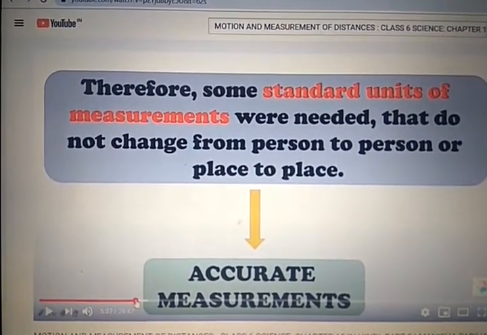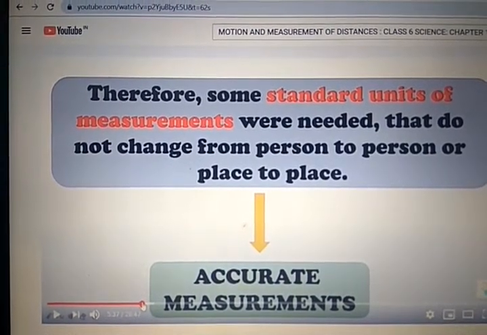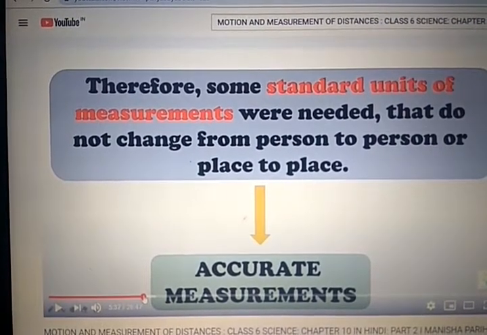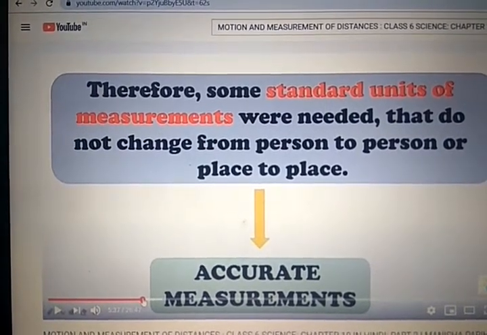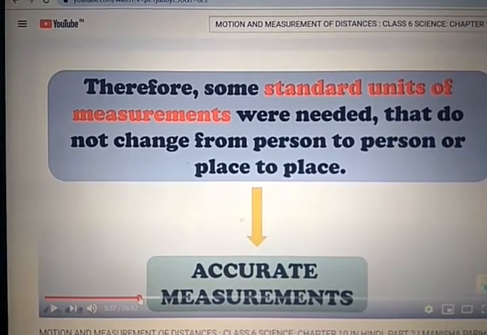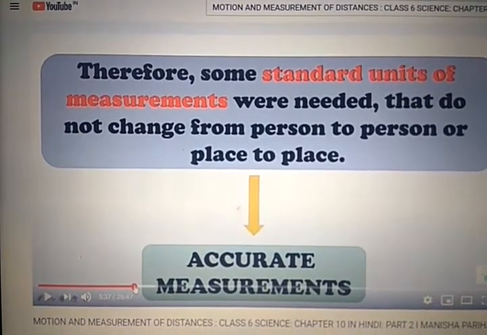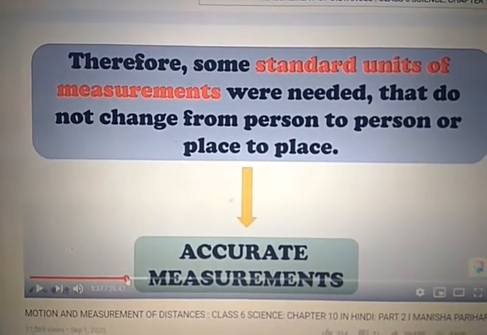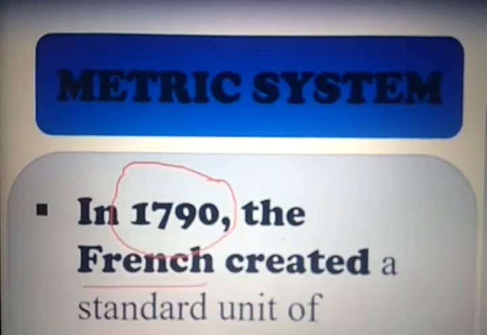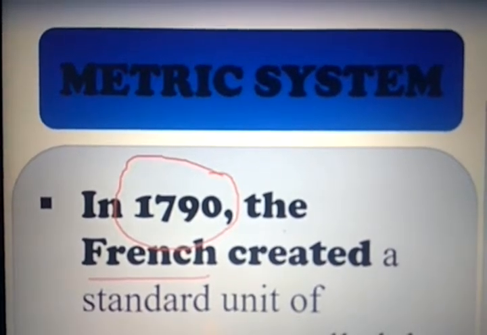So, what does a standard unit of measurement mean? It does not change from person to person or place to place. When you use those inaccurate methods, from person to person, some have a small hand span, some have a long hand span, right? So it was inaccurate measurement. Now for accurate measurement we use some particular device, some particular equipment. So for standard measurement the metric system was introduced, right?